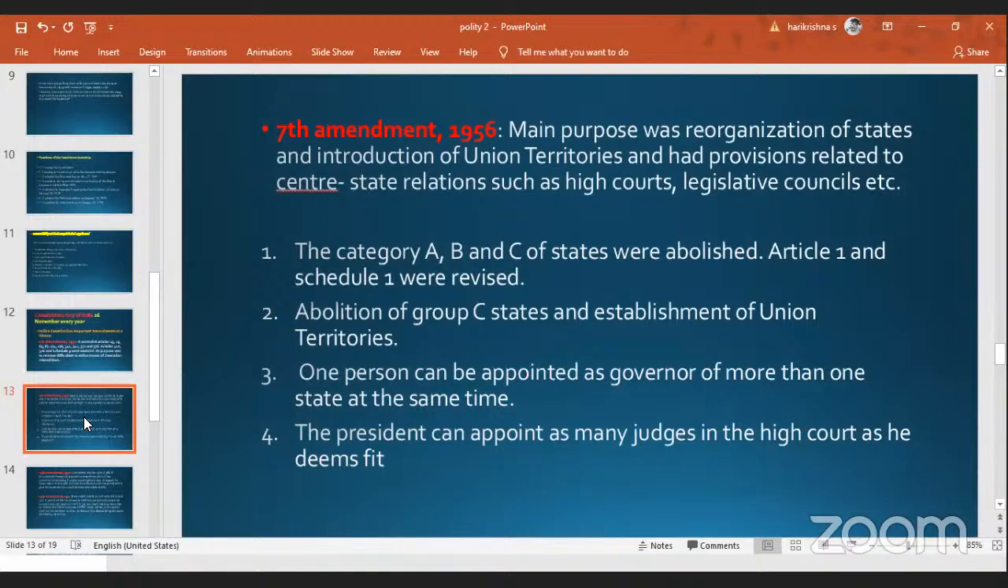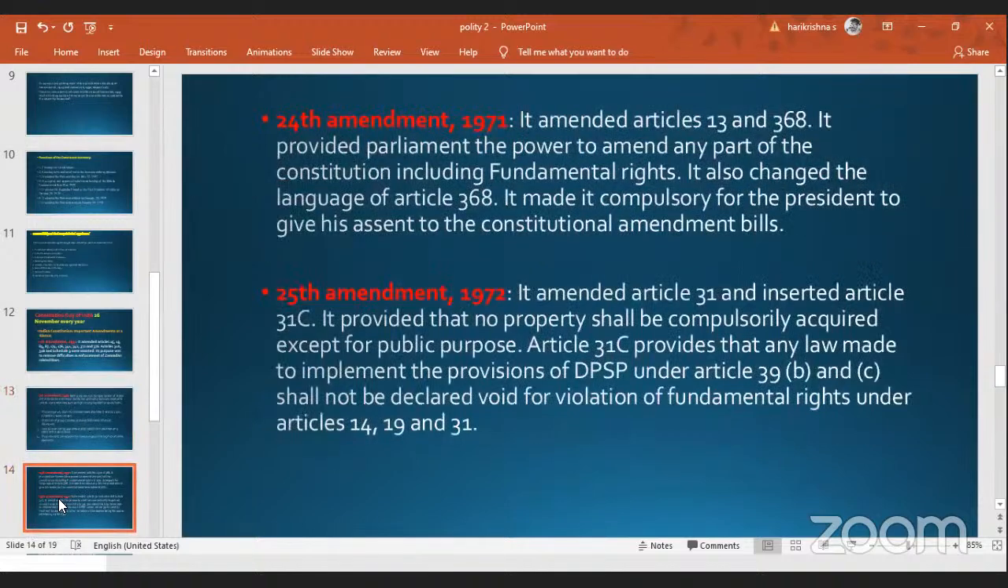Then the 24th amendment, 1971, it speaks about fundamental rights, that is articles 13 and 368. Then the 25th amendment, that also concerns compulsory acquisition for public purpose, this 25th amendment, and that was in 1972.